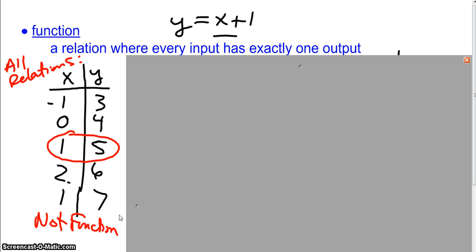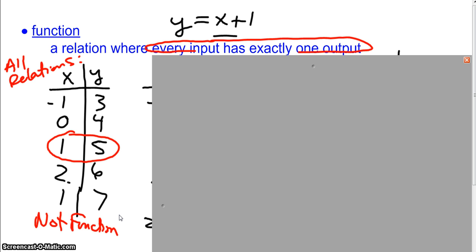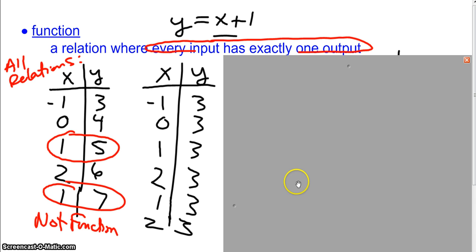But our definition says every input has exactly 1 output. When we plugged in 1 again, what did we get out the second time? 7. So if I plug in 1 again, what am I going to get out? 5? 7? 9? Oh, you just are so functional. If you say 9, you're just a very functional person. Okay, you're trying to create a rule, but we don't really know, do we, what we'll get out. So that's not a function. Okay? And take this one down, see what you think.